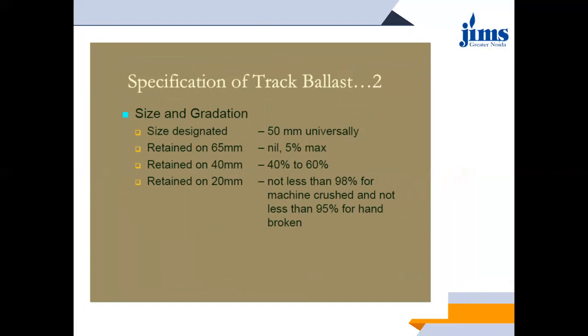Talking about size and gradation of the track ballast, the designated size is actually 50 millimeter universally. The gradation should be such that the amount of aggregates retained on 65 mm should not be there, or in case they are there, maximum 5% is allowed. Then the amount of aggregates retained on 40 mm should be between 40 to 60%. The amount of track ballast retained on 20 mm should not be less than 98% for machine crushed and not less than 95% for hand broken.